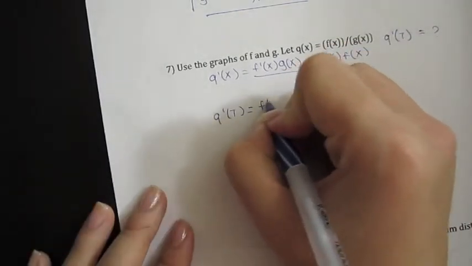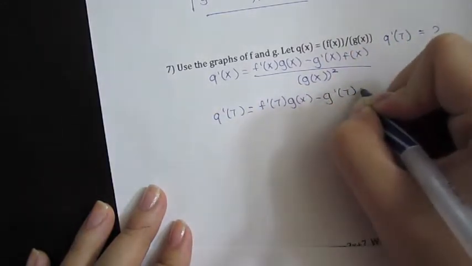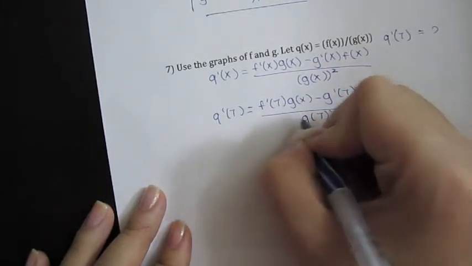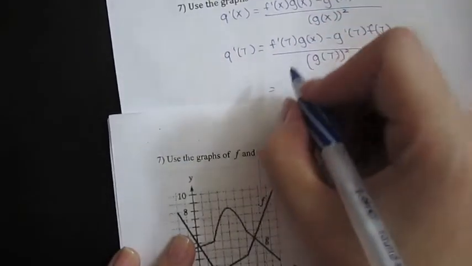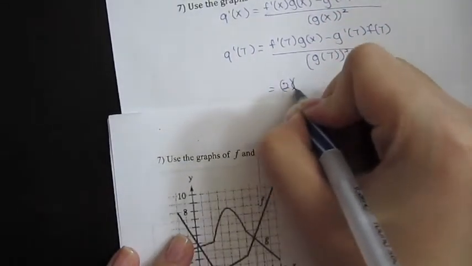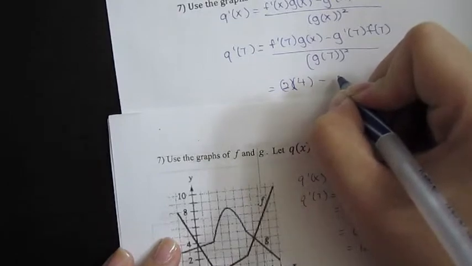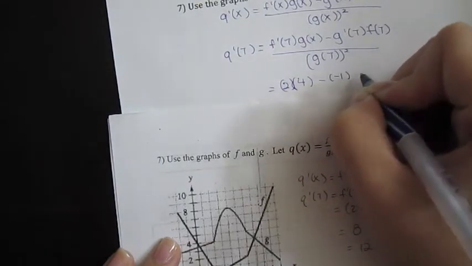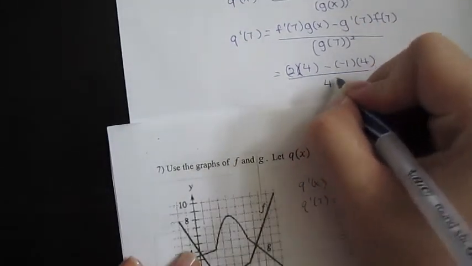So first we have to find derivative of f of 7 times g of 7 minus derivative of g of 7 times f of 7 divided by g of 7 squared. The derivative of f at 7 based on the graph is 2. G of 7 is 4. Then we minus derivative of g at 7, which is negative 1, and f of 7 is 4. This is divided by g of 7 squared, which is 4 squared.